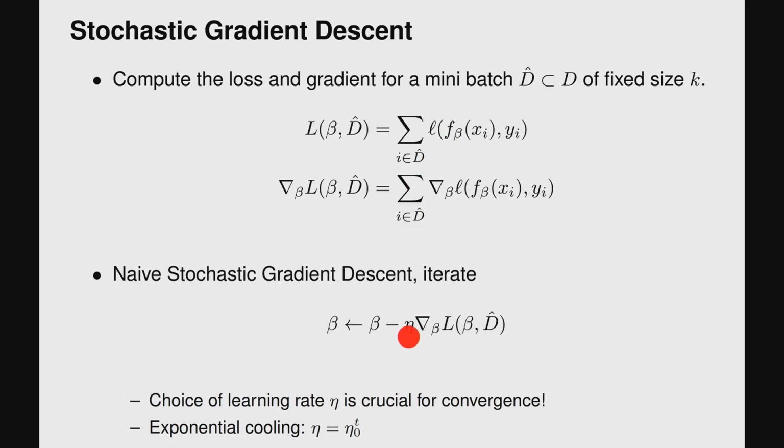The question, of course, is how do you define this eta, the learning rate? One possibility is that you do exponential cooling. So you start with a certain parameter. I mean, of course, eta 0 must be below 1. And then each time step t takes the exponent of that base, which is smaller than 1. And as you move forward in the learning steps, the learning rate gets smaller and smaller, approaching 0.